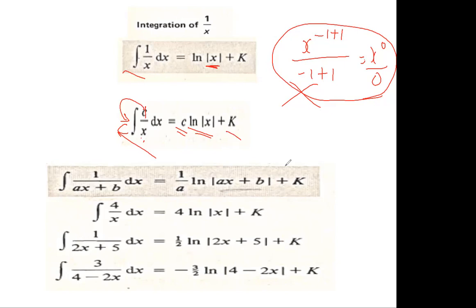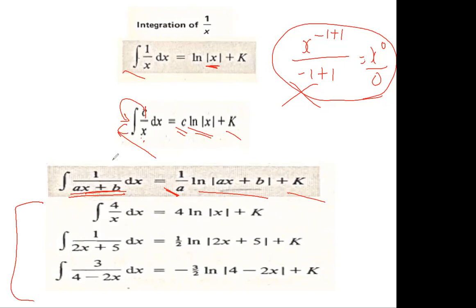If it's a little more complicated, you have something like this: 1 over a linear function. Remember, again, this has to be a linear function. If it's non-linear, this method will not work. So if you have 1 over a linear function, the answer is 1 over the derivative of that linear function, times ln of the linear function, plus k. And we got some examples here for you.